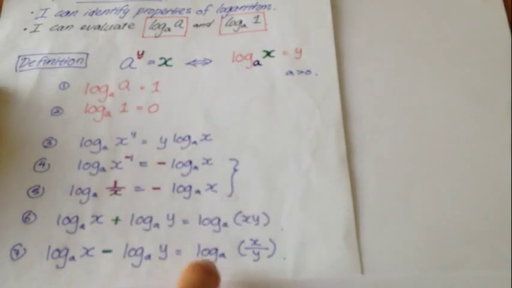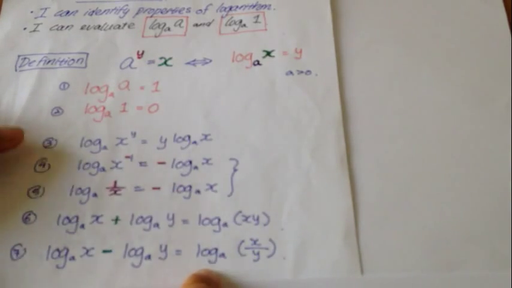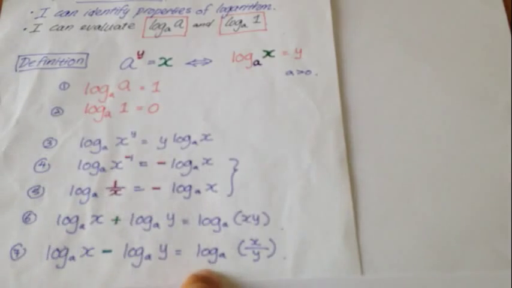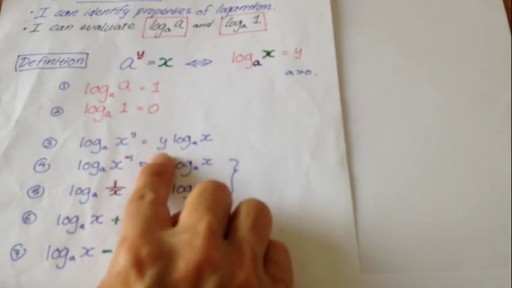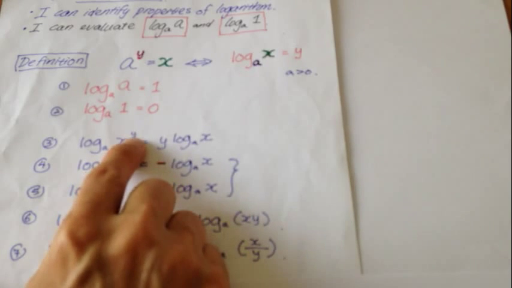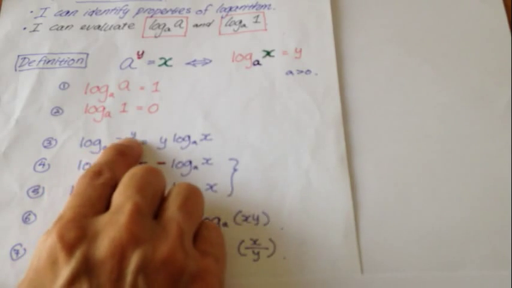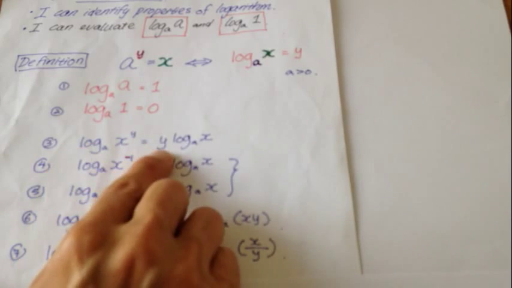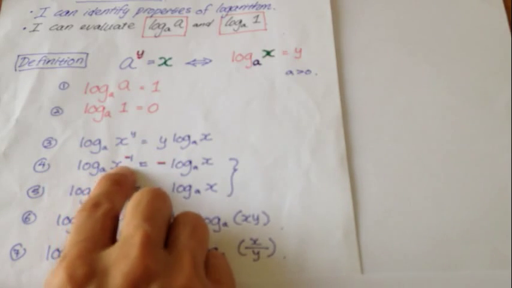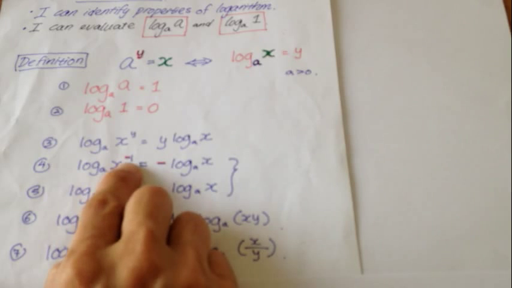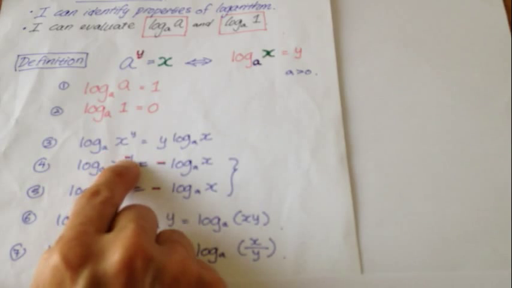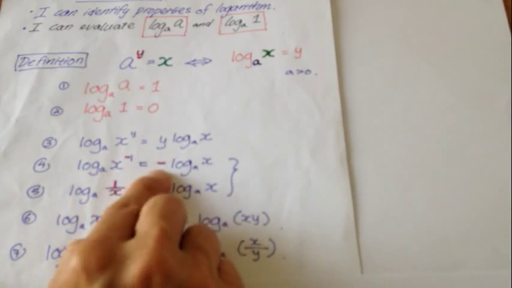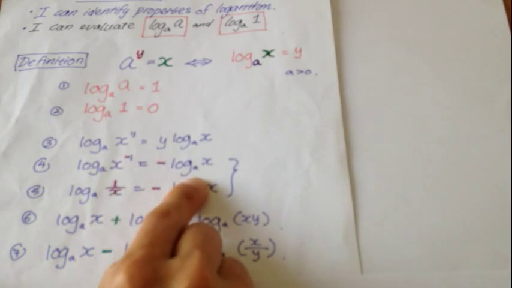Now beyond this, there are a few more properties of logarithm, and here are the rest. Number 3 says that if your factor is raised to the power of y, then the exponent slides down to the front of the log. And if the index here is -1, number 4 is a special case of number 3 where the exponent is -1. So when it slides down, it becomes negative of the logarithm.